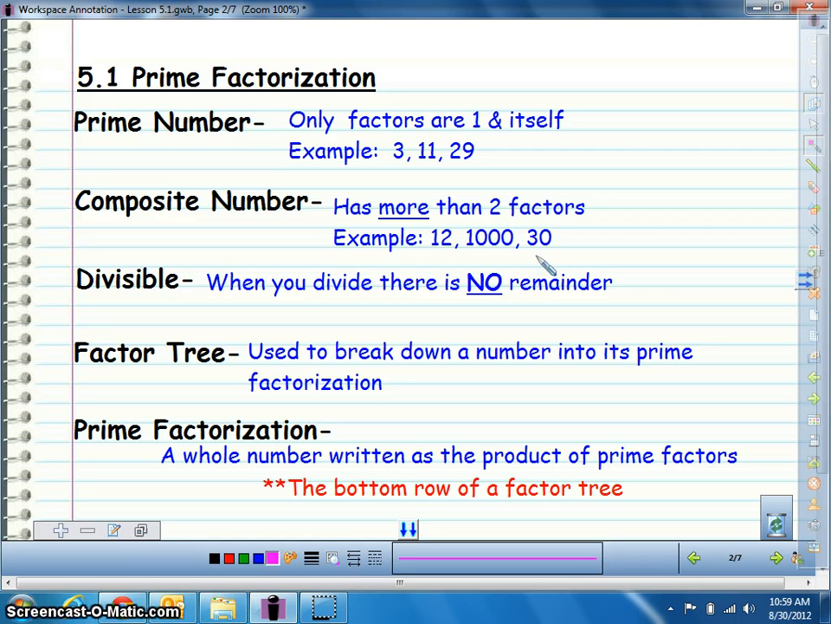A factor tree is what we're going to be working on today. It's used to break down a number into its prime factorization. And the prime factorization is just when you take a whole number and write it as a product of its prime factors. So when we do a factor tree, the bottom row of that factor tree is what's considered the prime factorization.